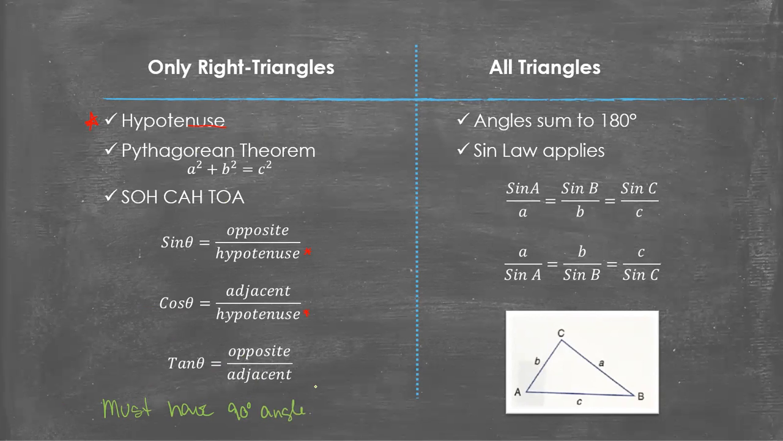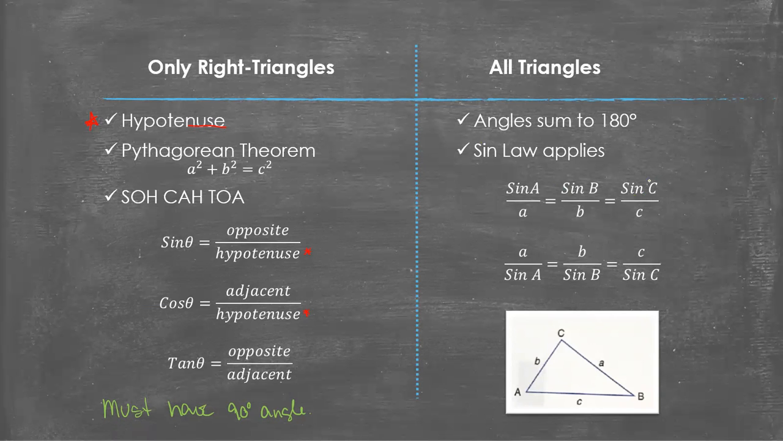So what do we use when we don't have a right angle? Well, there are some things that apply to all triangles. One thing that applies to all triangles is the sum of the angles will always add to 180 degrees. That's a rule that will always exist. Another law that always applies to both right triangles and non-right triangles is the sine law.